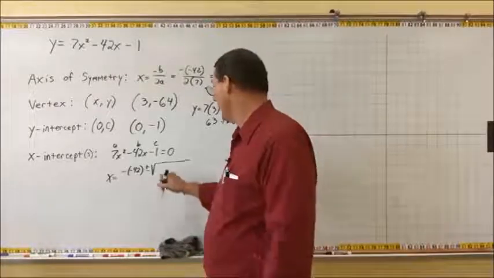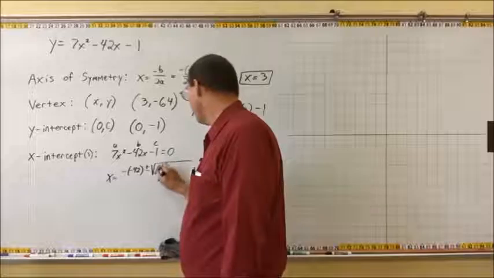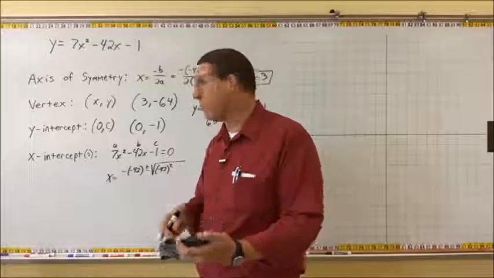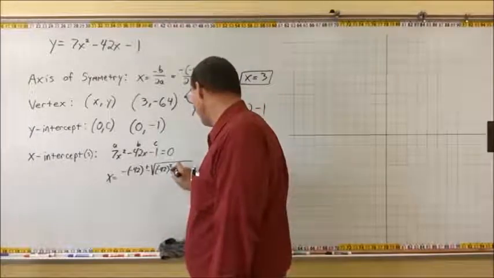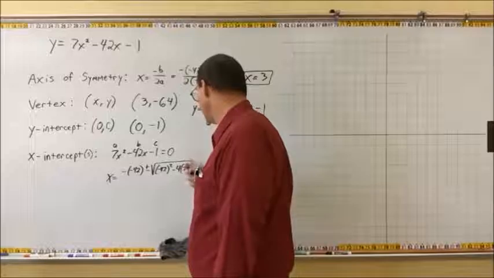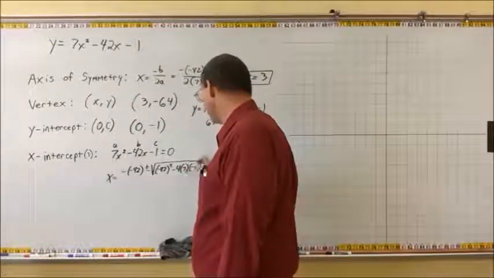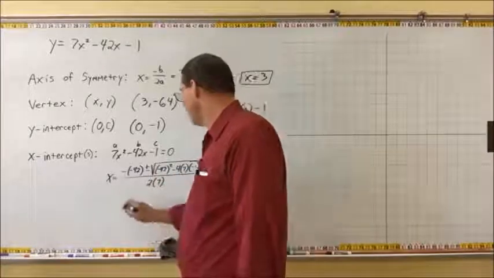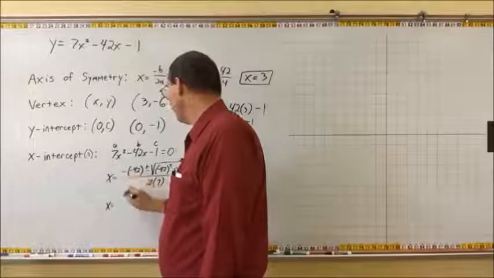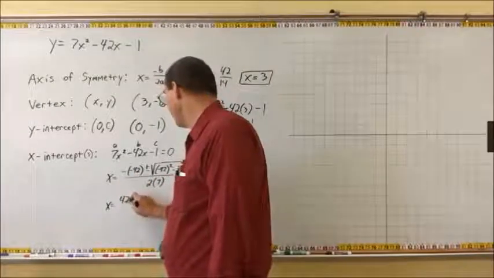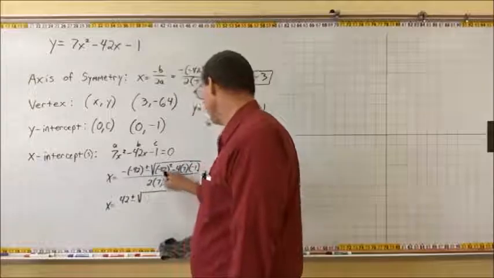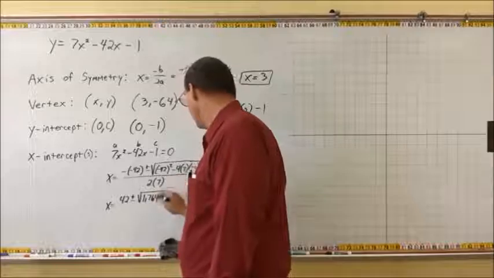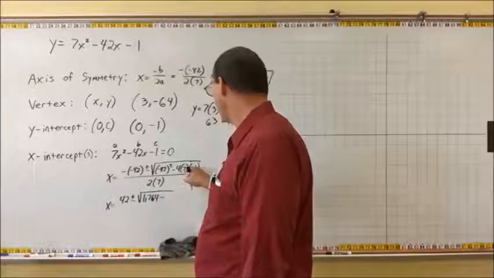All right. So it'd be negative 42 squared, which, by the way, is 1,764, minus 4 times a, which is 7, times c, which is negative 1, all over 2 times a, and a is 7. So now we've got x is equal to negative negative 42 is 42, plus or minus the square root of, like I said, this is 1,764, minus 4 times 7 times negative 1.